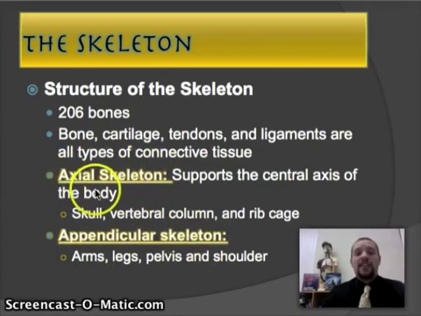The axial skeleton is going to basically be your skull, vertebral column, and rib cage, which will help support the central axis of our body. That's why we term it the axial skeleton. The appendicular skeleton is, think of your appendages. They come off your axial skeleton. So this includes your arms, your legs, your pelvis, and your shoulder.